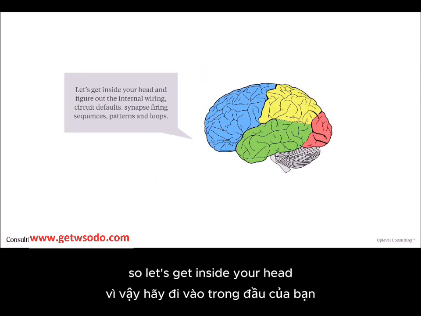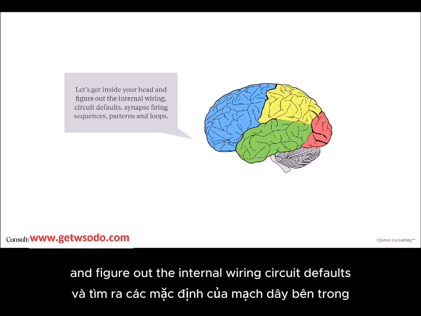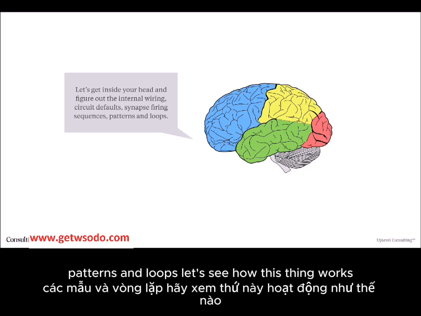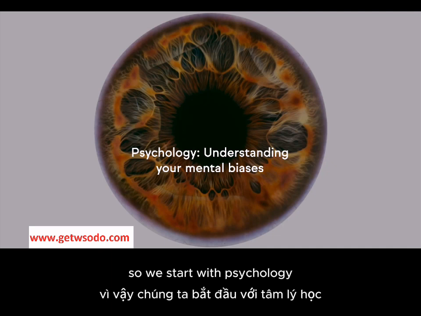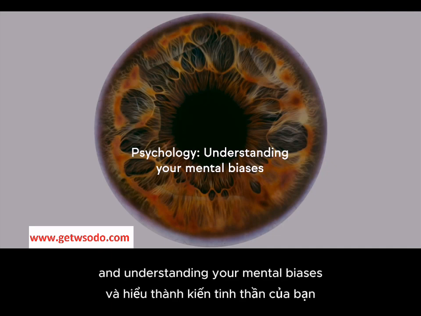So let's get inside your head and figure out the internal wiring, circuit defaults, synapse firing sequences, patterns, and loops. Let's see how this thing works. So we'll start with psychology and understanding your mental biases.